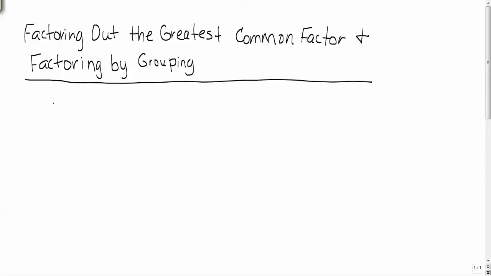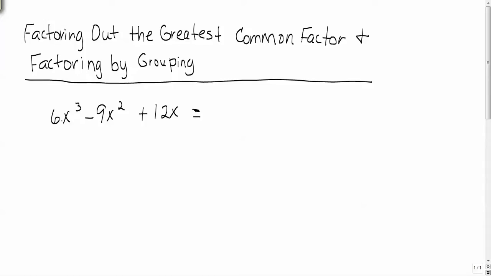Now, to factor out the greatest common factor, you have to first be able to find the greatest common factor. So let's say we have something like this: 6x to the third minus 9x squared plus 12x. And we want to factor out the greatest common factor.